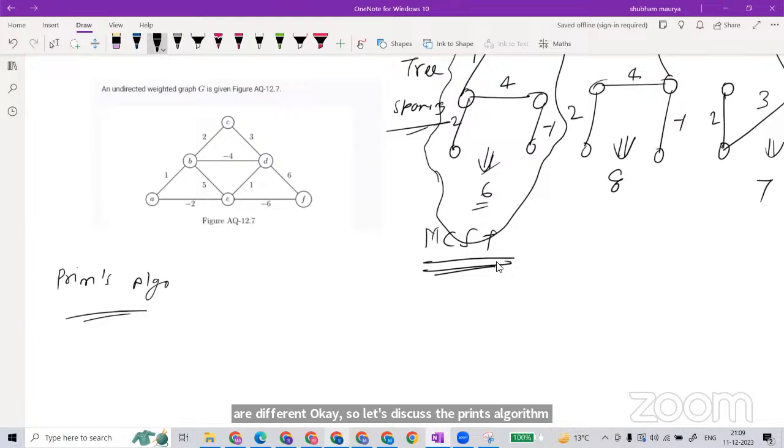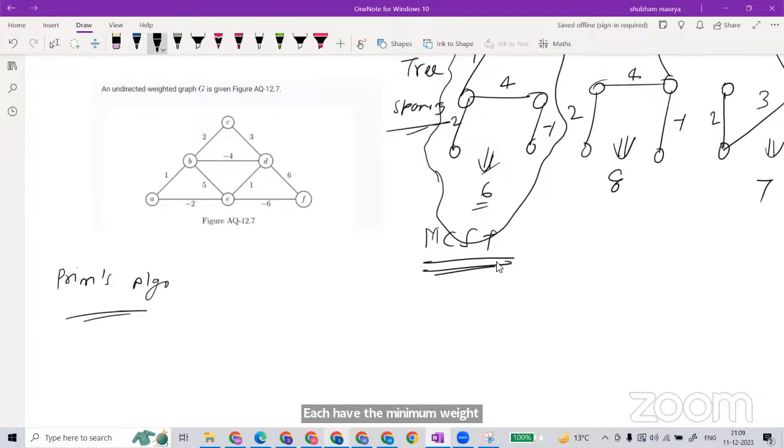So what is Prim's algorithm? I'm taking this as an example. Prim's algorithm says, this is the graph we have. Start with the edge which has the minimum weight. So which edge has the minimum weight?